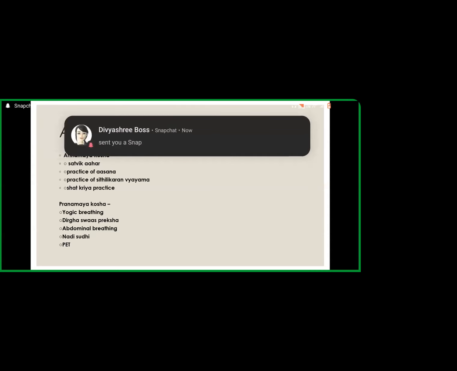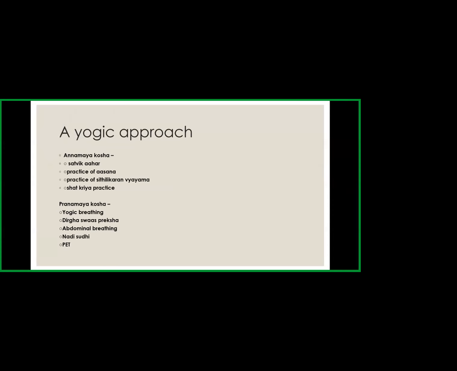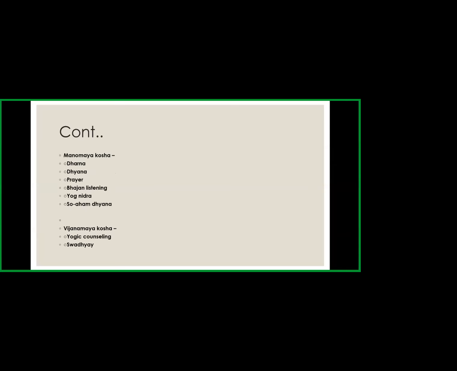Now, what is the fifth thing? PET, Pranic Energizing Technique. It is a meditation kind of practice where we energize our prana. So we can do that also.